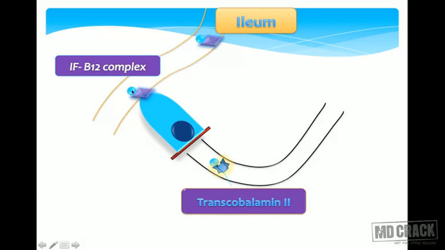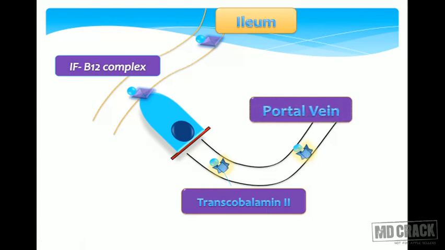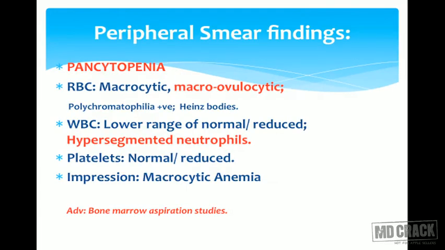Now the B12 is in a free form, and it binds to the transport molecule transcobalamin 2. That is the one which carries it to the portal vein. Then the B12 will be used. It will be stored in the liver and used for hematopoiesis. So this is how vitamin B12 absorption and metabolism take place.